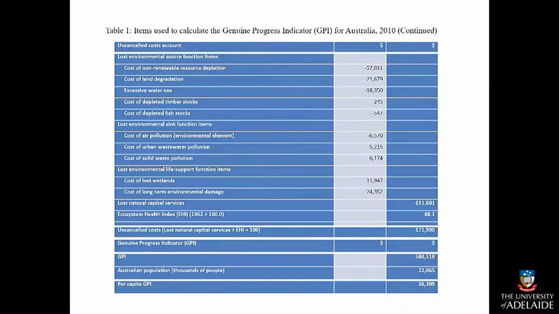So here's our uncancelled costs. Remember the uncancelled benefits was about 752 billion. Subtract the costs from that, and there's the GPI, 580 billion. Australia's population at the time was 22 million. So it was about $26,309 per person, the per capita GPI.